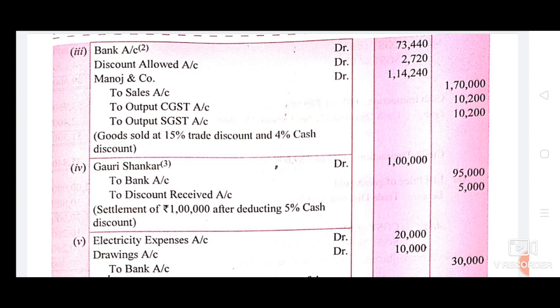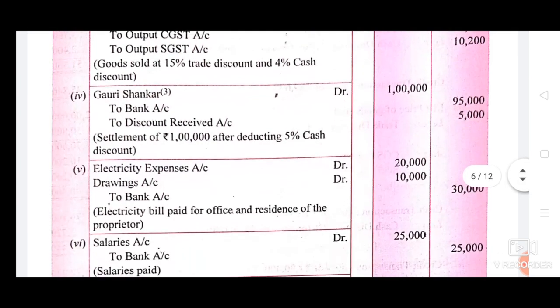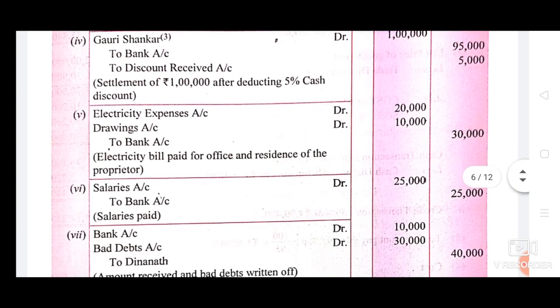See the next entry. We have calculated the original amount is 1 lakh and paid to Gauri Shankar 95,000. So we have received discount of rupees 5,000. So entry will be Gauri Shankar's account debit the receiver 1 lakh, to bank account 95,000, actual payment, to discount received 5,000. Discount is credited because this discount is our gain. Now next entry, fifth entry.